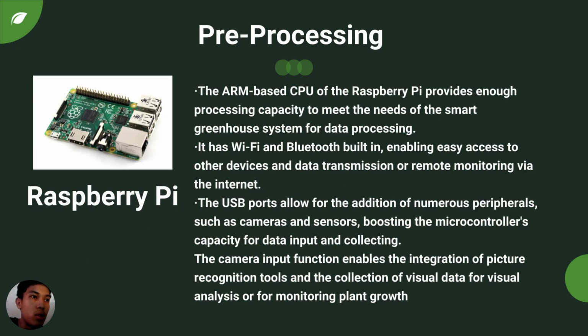Next is pre-processing. I use the main controller, which is the Raspberry Pi. The ARM-based CPU of the Raspberry Pi provides enough processing capacity to meet the needs of the smart greenhouse system for data processing. It has Wi-Fi and Bluetooth built in, enabling easy access to other devices and data transmission or remote monitoring via the internet. USB ports allow the addition of numerous peripherals such as cameras and sensors.